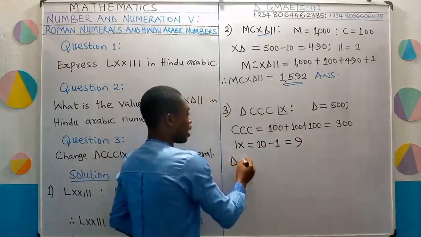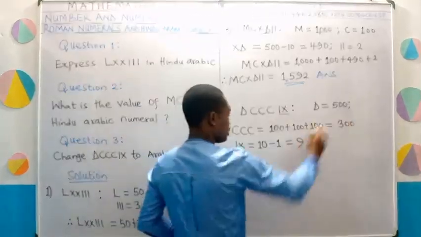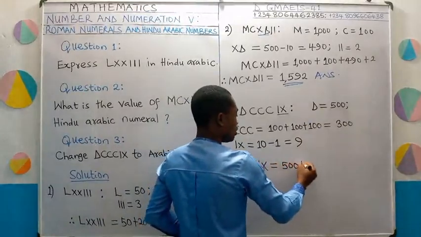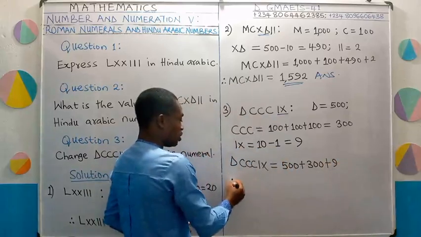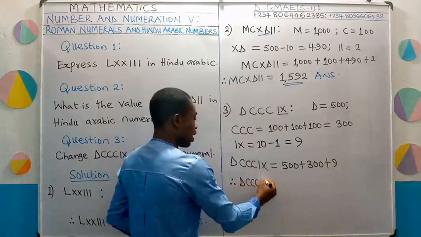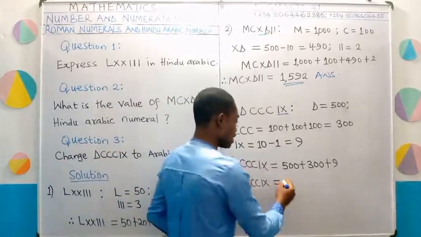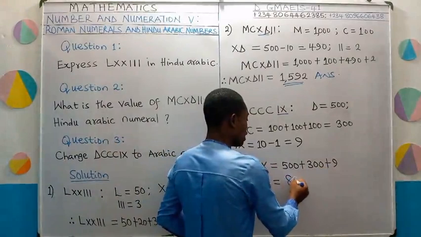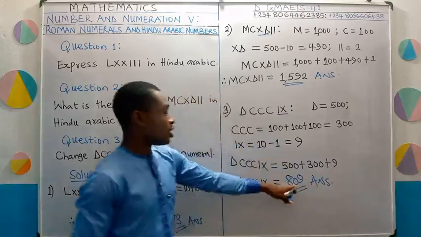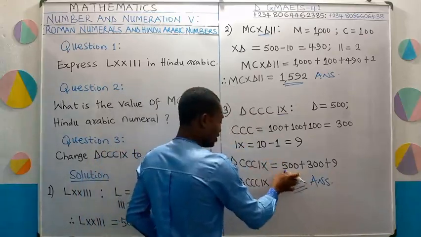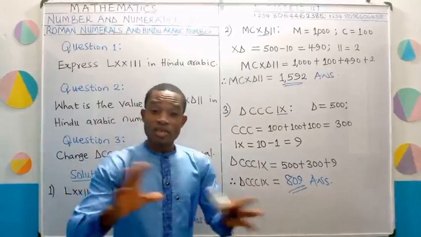We can now work out this Roman numeral by adding up the values we got. 500 plus 300 plus 9. Therefore, the Roman numeral DCCCIX is equal to, if you add 500 to 300, you will get 800. Add it to 9, you get 809. And this is our answer. This is the Hindu-Arabic form of DCCCIX. So you see how we handle this, right?